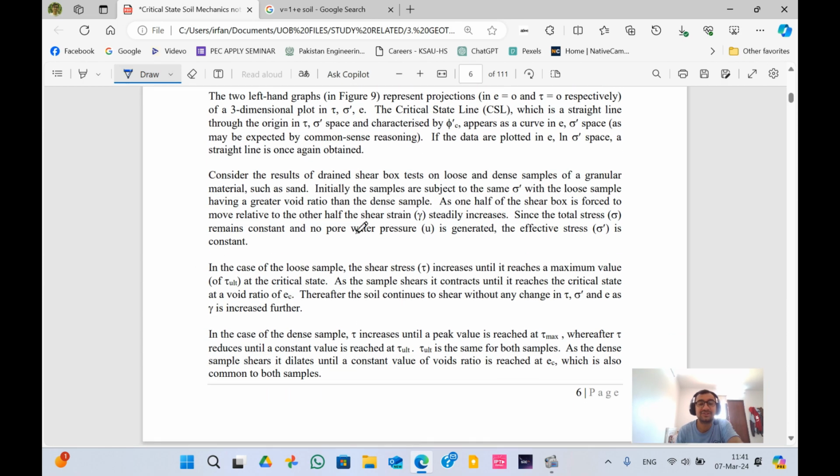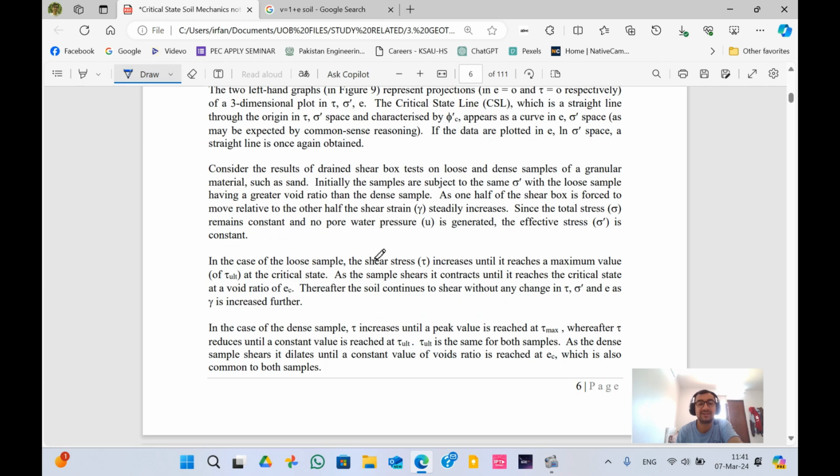Consider the results of a drained shear box test on loose and dense samples of a granular material. Granular means grain type, such as sand, in which the grains are away from each other. It's not clay, but sand. Initially, the samples are subjected to the same effective stress p', with the loose sample having a greater void ratio. We know that loose soil samples will have a higher void ratio because there are a lot more gaps than in the dense sample.